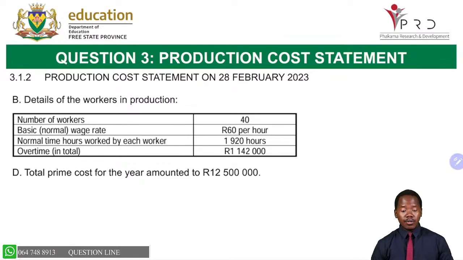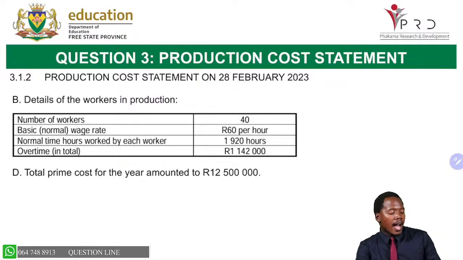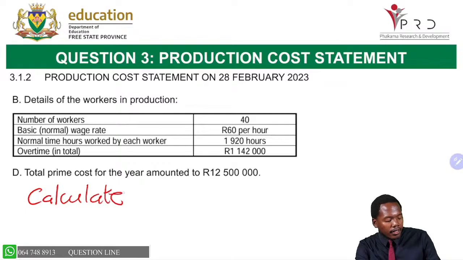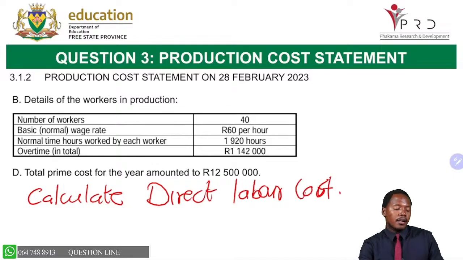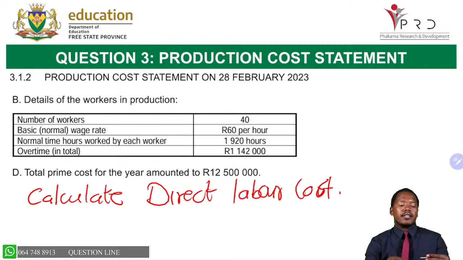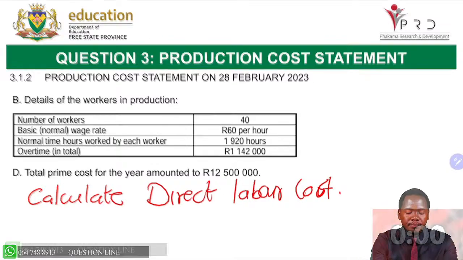This is what I need you to do for me. I'm just gonna give you 2 minutes. I want you to calculate direct labor cost. Please use information B to calculate direct labor cost. Just giving you 2 minutes.